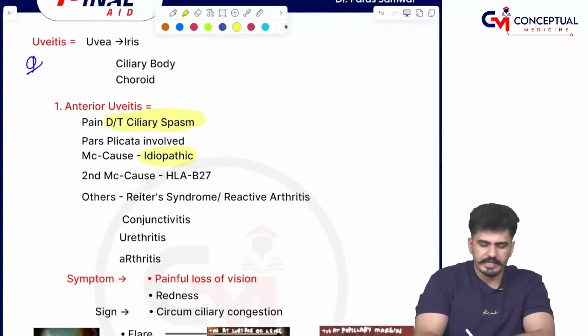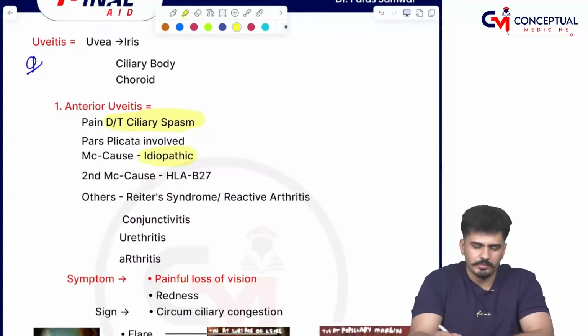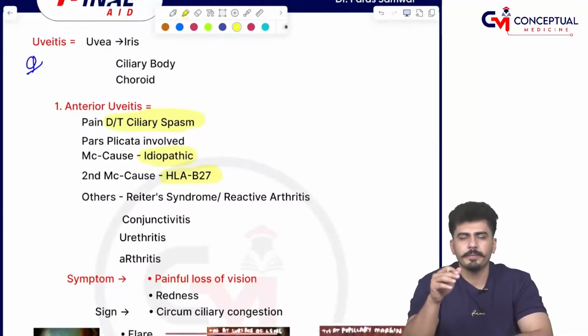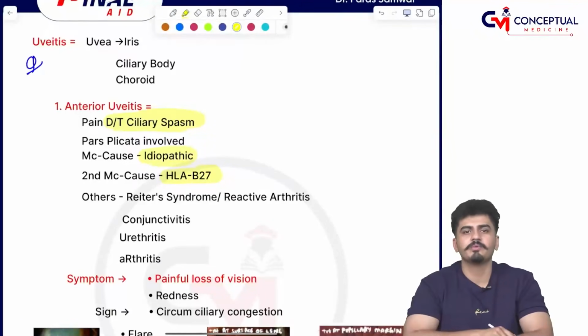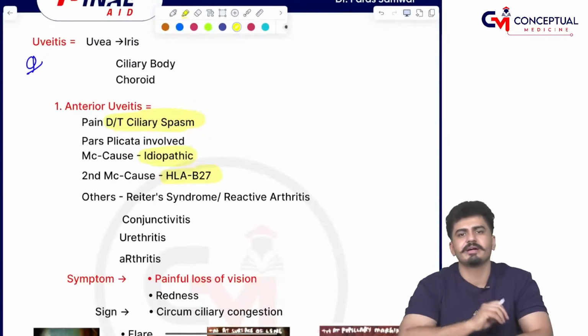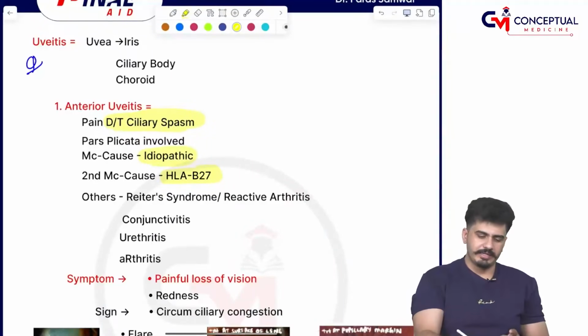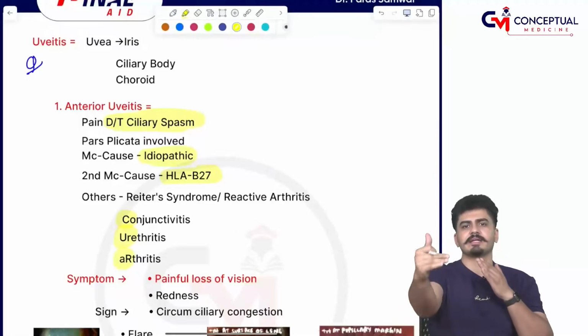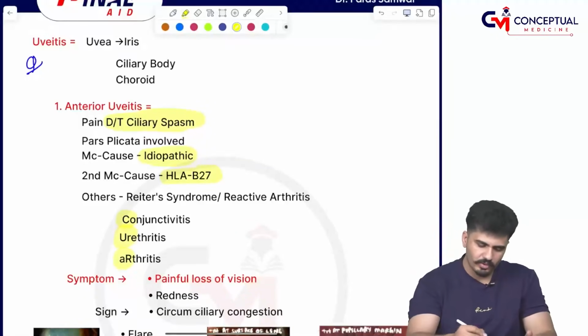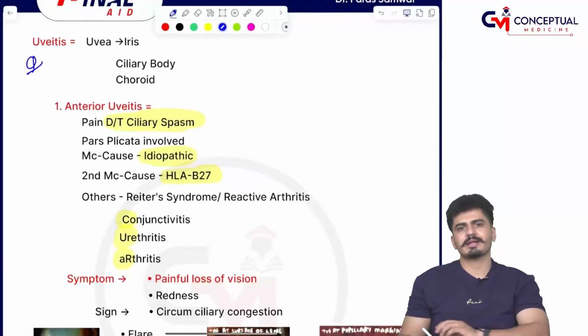Most common cause, again a question: idiopathic. But the second most common cause is HLA-B27, which will also lead to a disease in orthopedics, bamboo spine, ankylosing spondylitis. Another is Reiter syndrome, which is also called reactive arthritis. What features does reactive arthritis have? Conjunctivitis, urethritis and arthritis. Along with arthritis, the patient has urethritis and conjunctivitis. That will suggest Reiter syndrome or reactive arthritis.